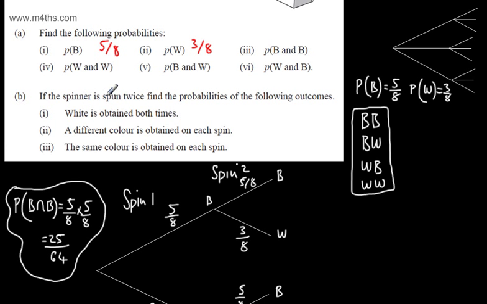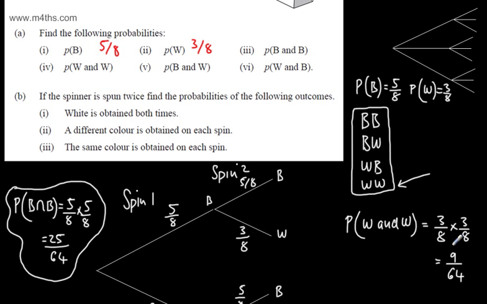In part B, it says, if the spinner is spun twice, find the probabilities of the following outcomes. So I like to look at this as a sample space. White is obtained both times. This is the only one now that satisfies this particular criteria. So what it's saying is the probability of white and white. As soon as I see this word and, I'm going to multiply. So this becomes 3/8 times 3/8, or 3/8 squared, which gives me 9/64.